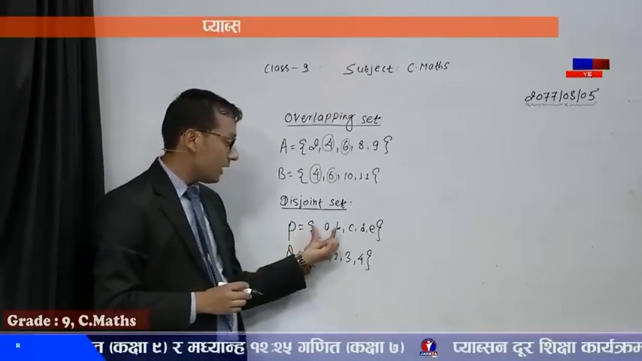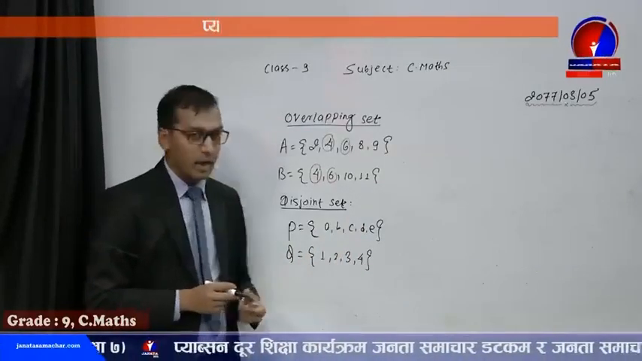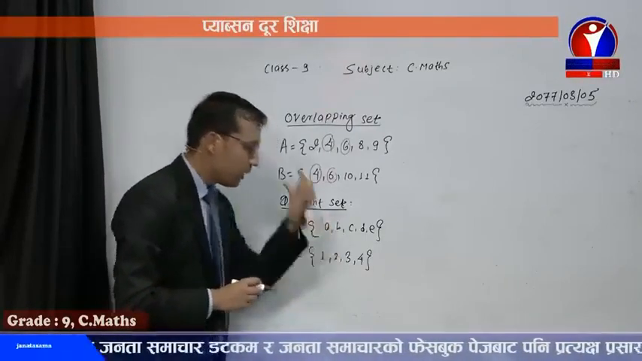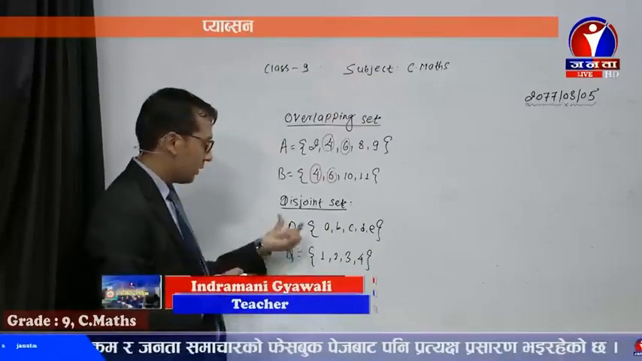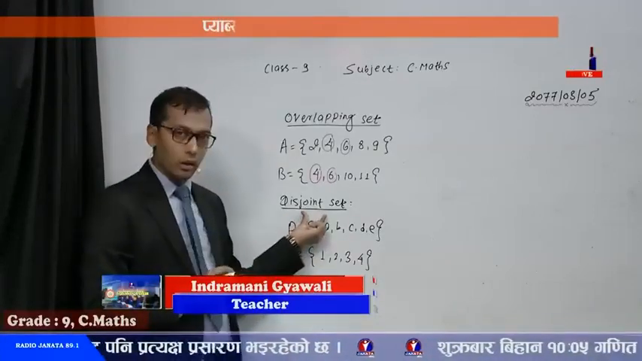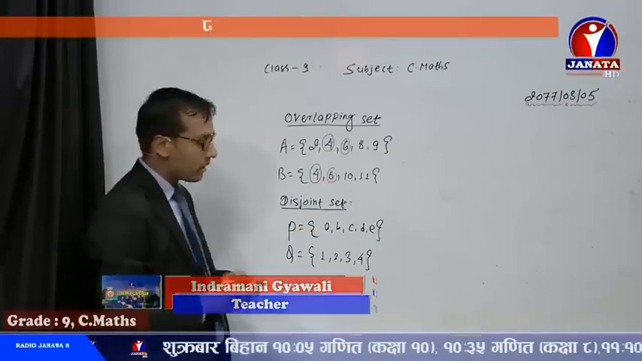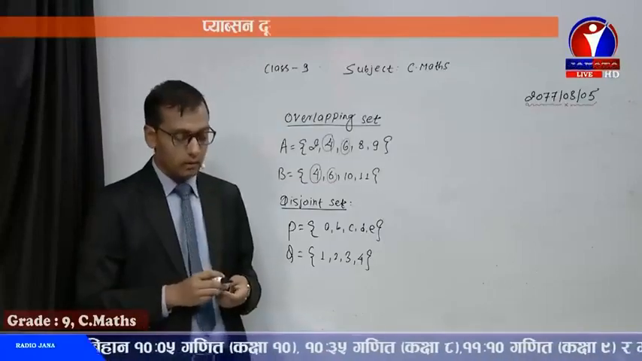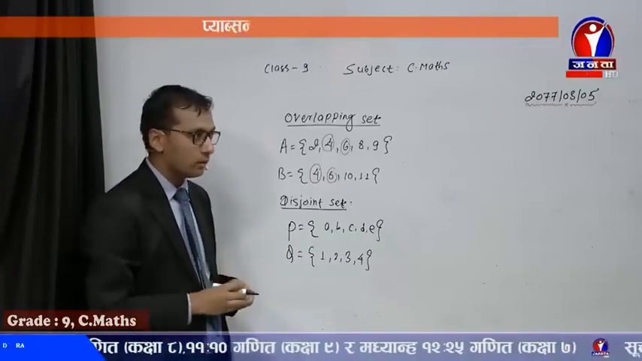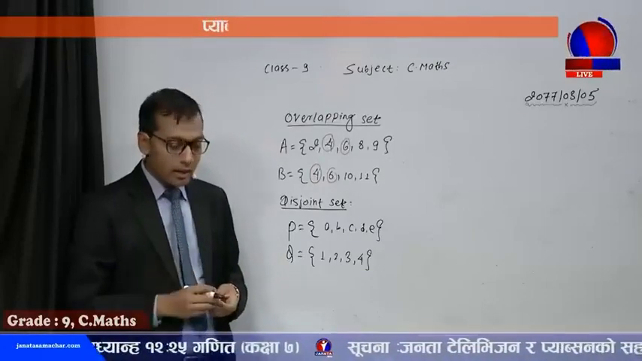So what are the elements of P? A, B, C, D and E. What are the elements of set Q? 1, 2, 3 and 4. Is there any element common in the two sets P and Q? No. So there are no elements common, and we call this type of sets disjoint. Okay, so this is all about the types of sets that I discussed in the first class of math today. I hope you got my point. So you are clear on this.